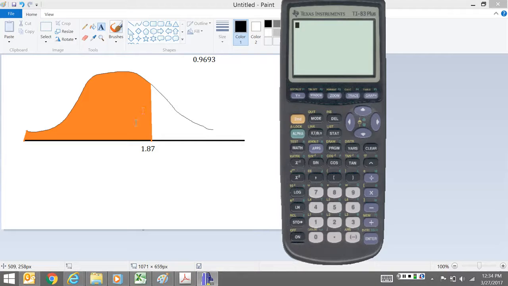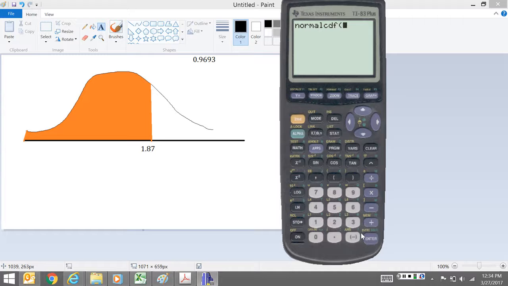First thing you should always do is draw the picture. Now, when you do the calculator, you want to go to the VARS button, you actually want distribution up here. So I'm going to do second VARS, and that gives me the distribution. You'll see here normal PDF and normal CDF. PDF would be just 1.87. I don't want that. I want everything below 1.87, so I want the CDF. The C is cumulative. This is probability density function. This is cumulative density function. You want the cumulative. You want the CDF. So I'm going to go to CDF.